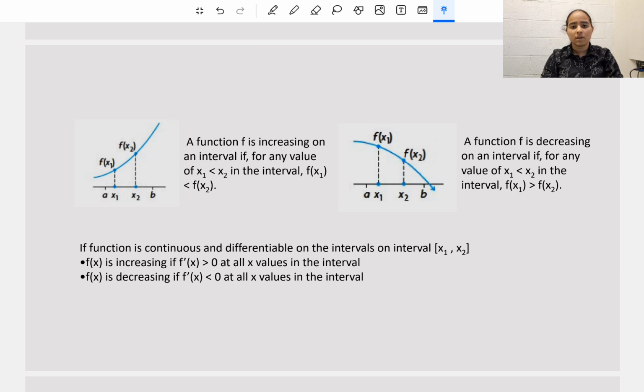In order to determine whether a function is increasing or decreasing, we find f prime x. If f prime x is positive, then the function is increasing, whereas if f prime x is negative, the function is decreasing.